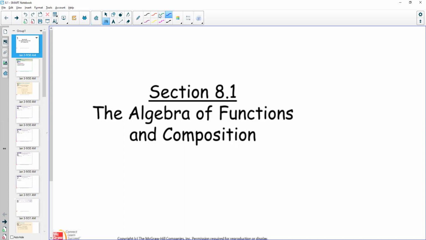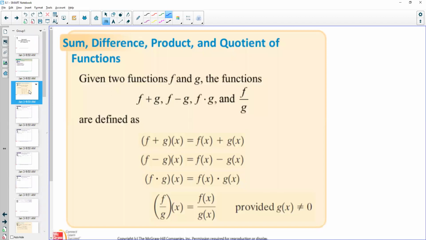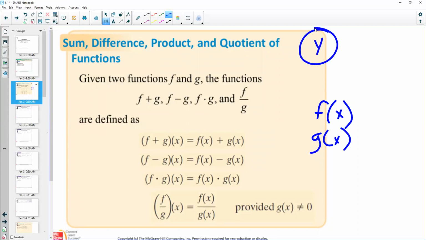So this section starts with functions and composition of functions. The first thing to remember is when we talk about functions, we're talking about f of x, g of x, anything written like that. And remember, f of x and g of x are just replacements for y in the equation. So if I have y equals x squared, I could also write it as f of x is x squared. If we're given two functions, we can add them, subtract them, multiply them, and divide them, just like we would anything else.